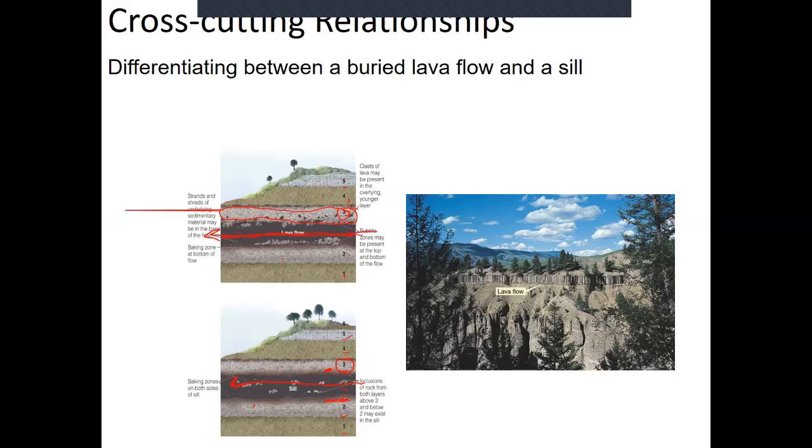So here you can see a horizontal layer of basalt, and it's a lava flow, not that you can see that from this photo, but up close, if you look at the rock right beneath it, it is thermally metamorphosed, right? But the rock above it is not. Which tells us that it was a lava flow and not a sill.